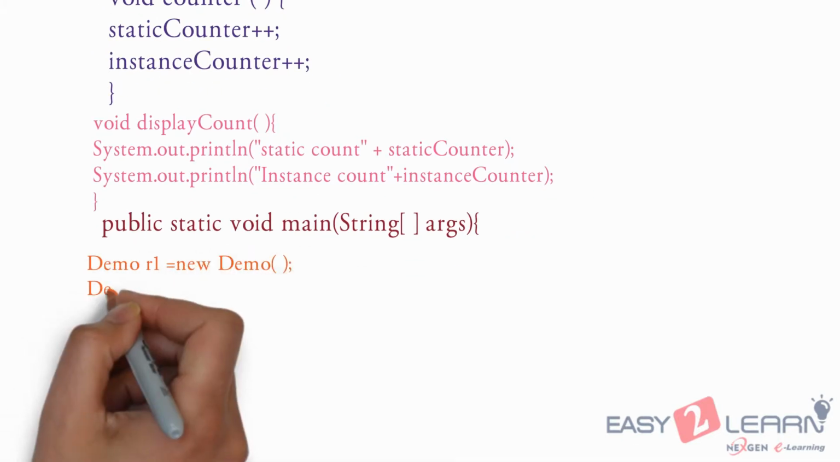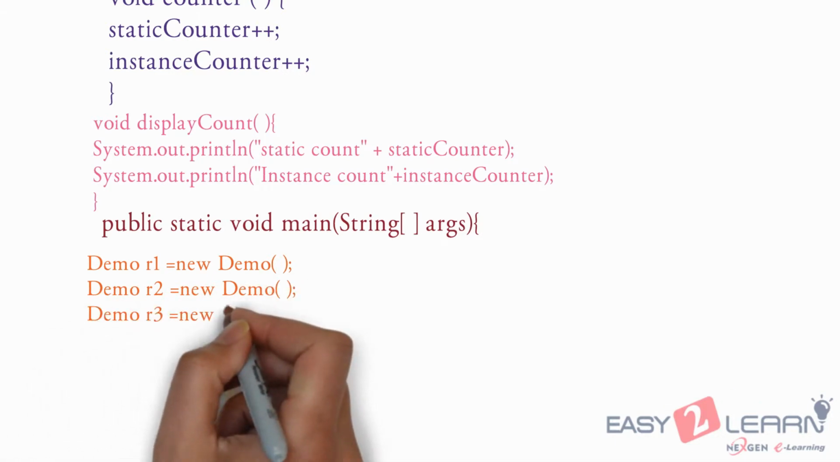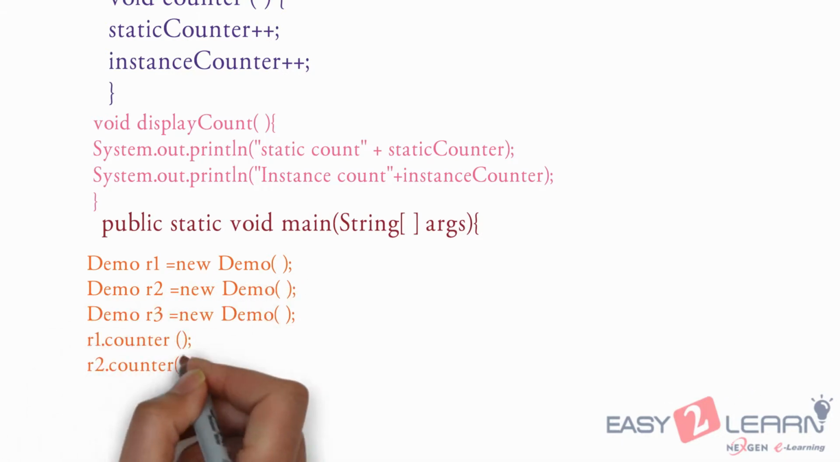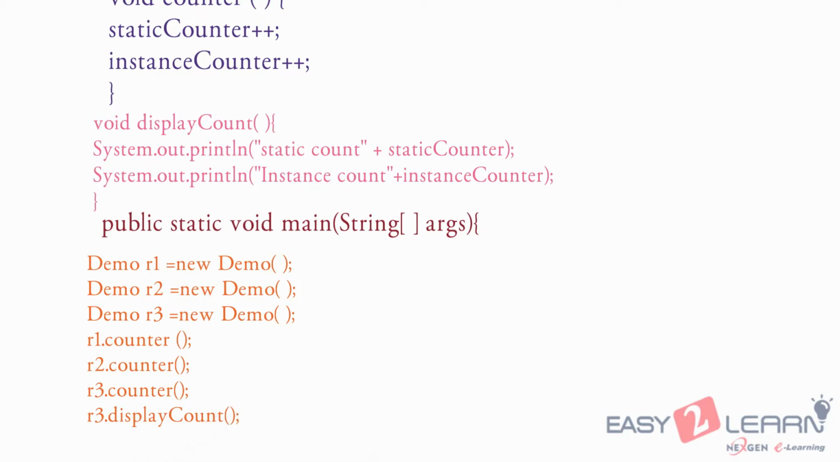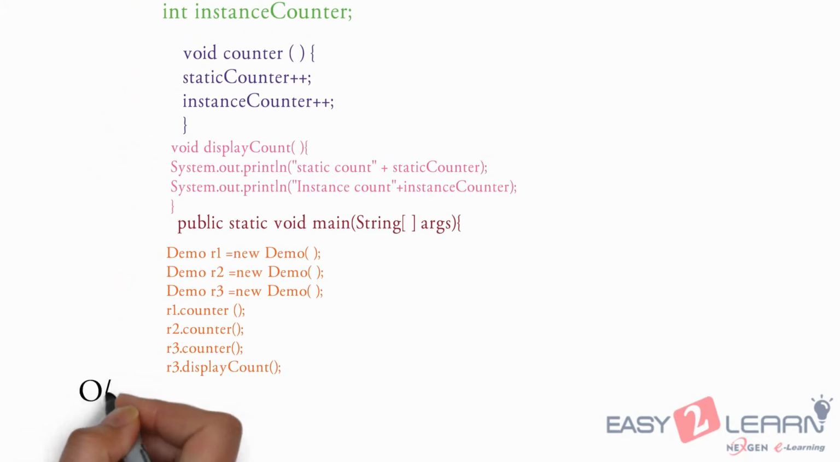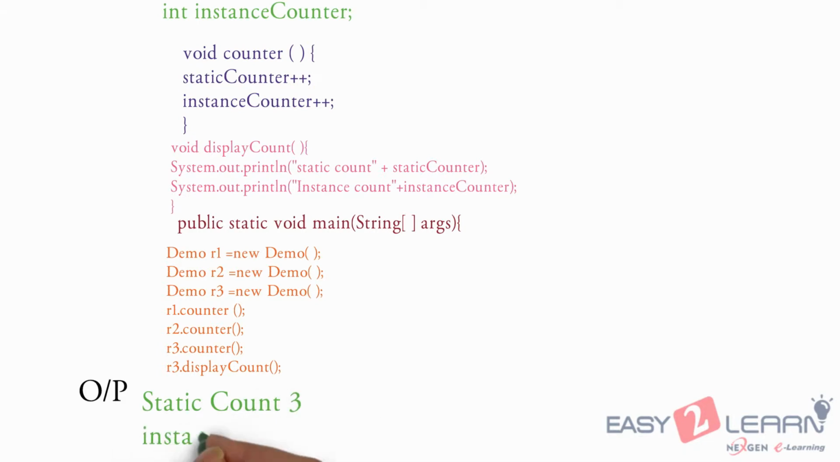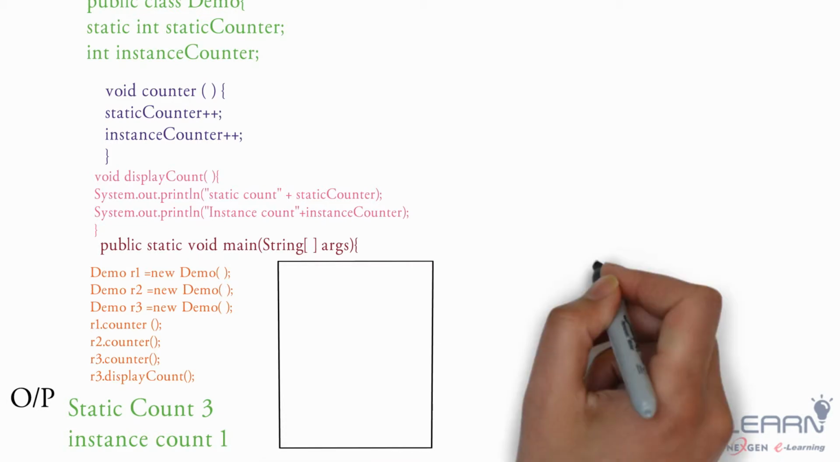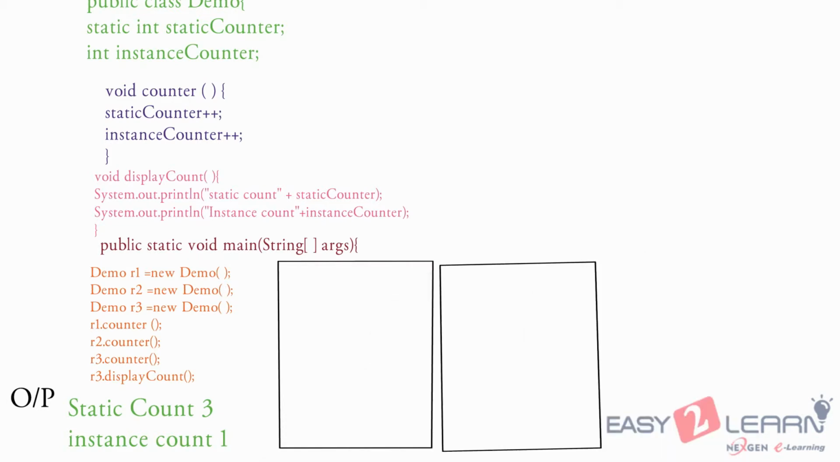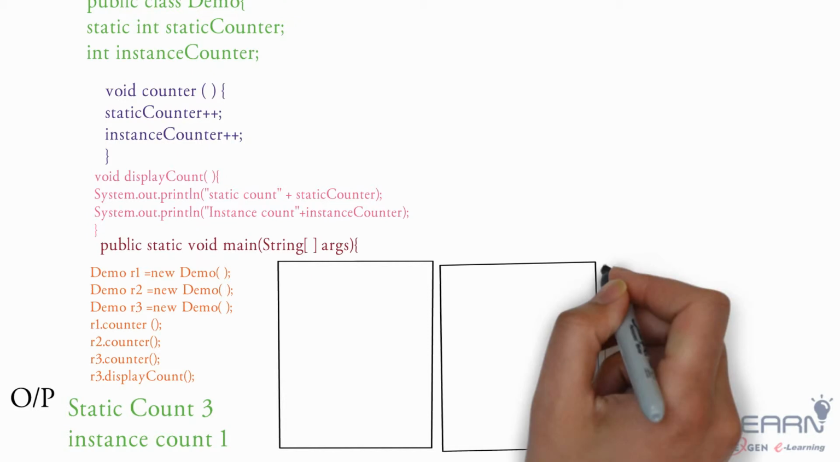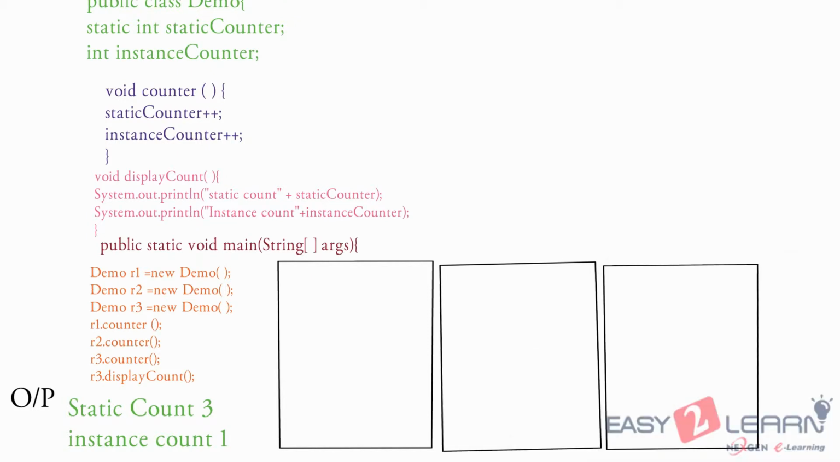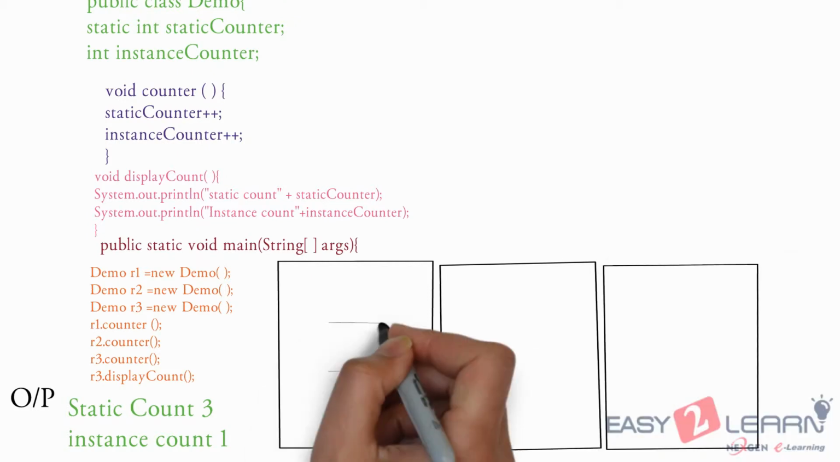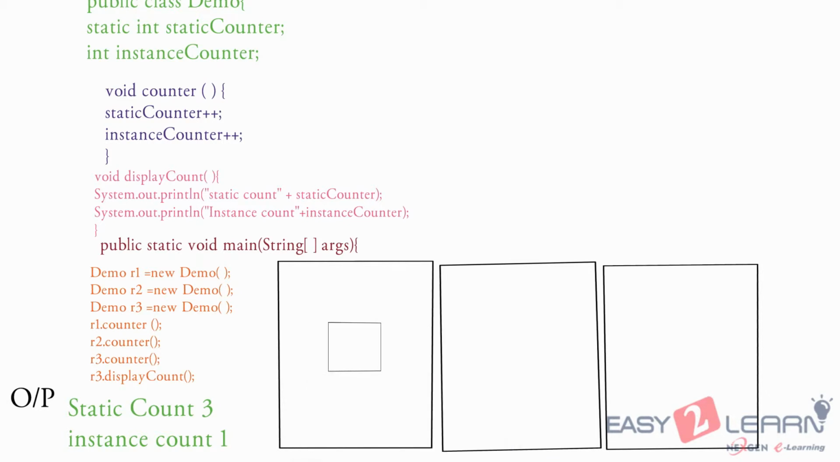So here I have a main function, public static void. I have three objects R1, R2 and R3 which will call the methods of Demo, and finally the display count is called by the object R3. If you observe the output, the static count eventually becomes 3 and the instance count remains as 1. How is that possible? Let me explain that with a block diagram.